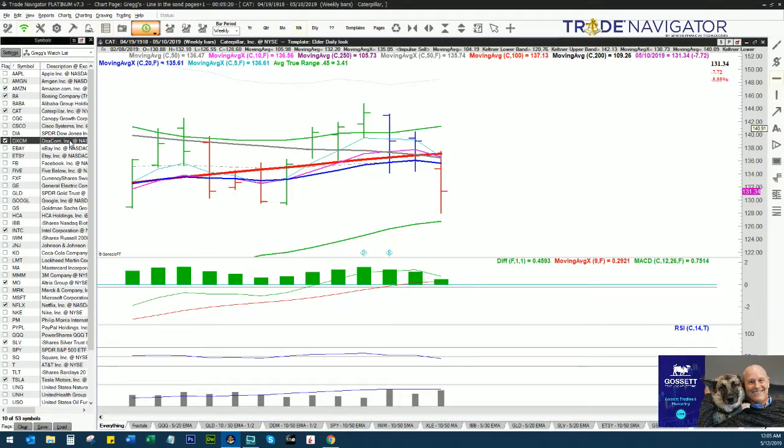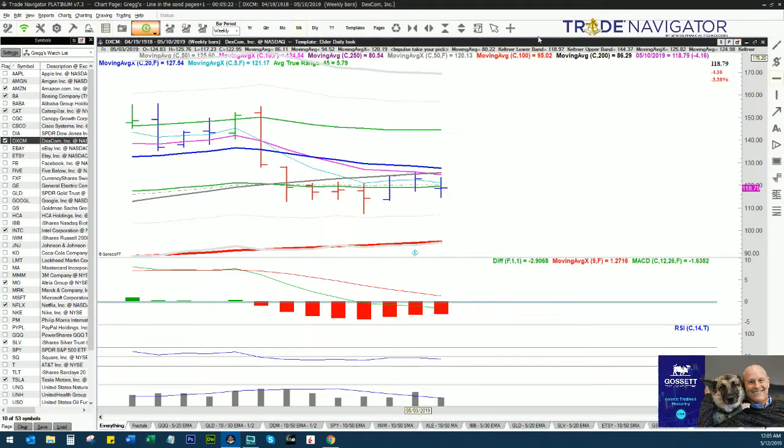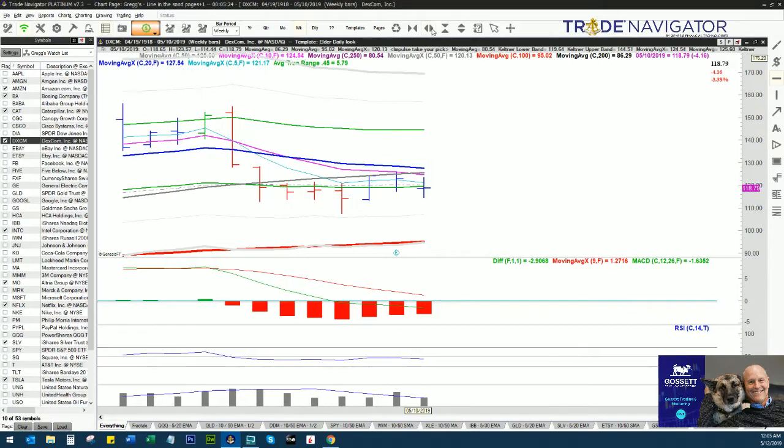This one's dicey. Dexcom. If we found something good on Dexcom on the daily right now, we turn to the weekly. Is there anything positive about the weekly? Not really. We've tested the 50, rejected it. We couldn't even hold the 1 ATR channel. So if I had the trade on the daily right now and I turn to this weekly, I probably would just pass on the trade because there's no indication on the weekly that there's any support that it's holding underneath us.